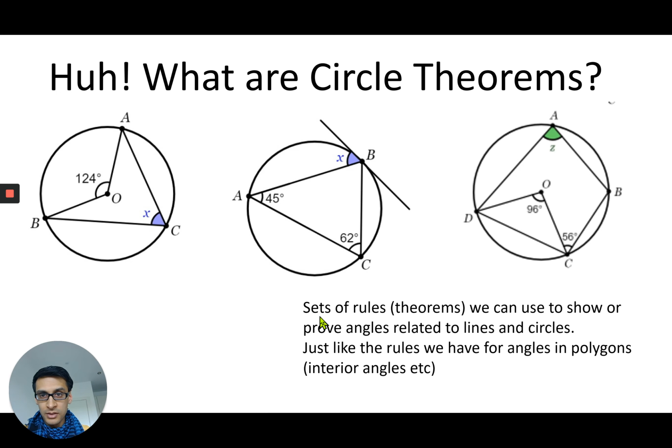Looking at circle theorems now, before we actually start the circle theorem proofs, what's the circle theorem? Well, circle theorems are sets of rules that we can use to show or prove why certain angles are what they are. They're the same as, for example, rules of angles in a triangle, angles in a polygon, except this time we're looking at things that involve a circle.